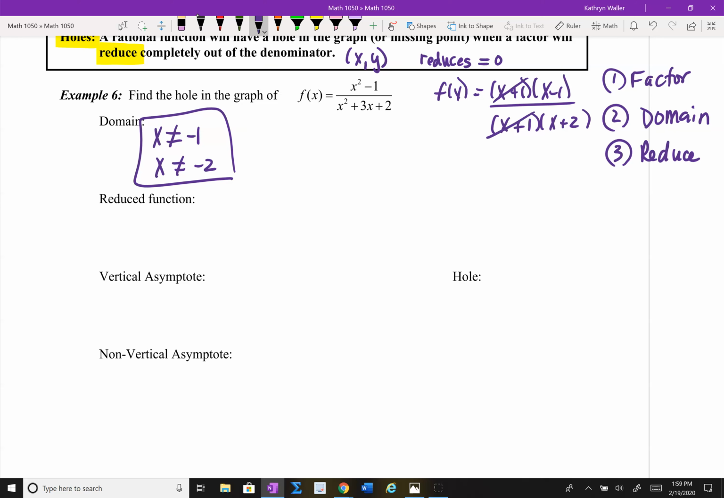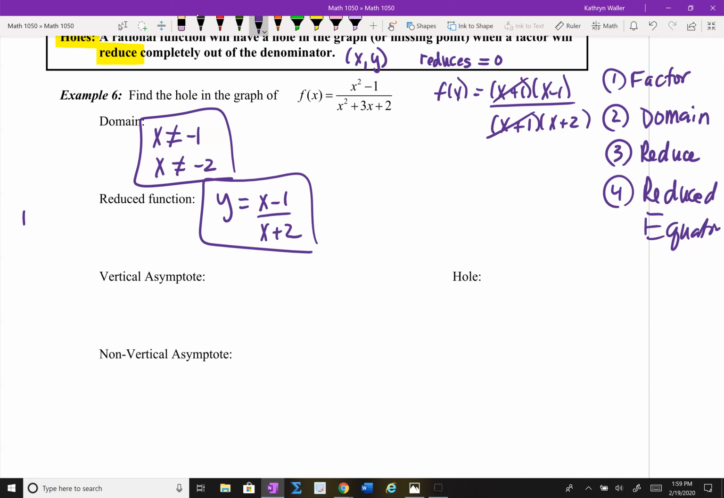X plus 1 cancels with x plus 1. The fourth step is to write the reduced equation. So your new equation is now y equals x minus 1 over x plus 2. Write a note to yourself out here on the side and say, use this equation from now on. Okay? All right.